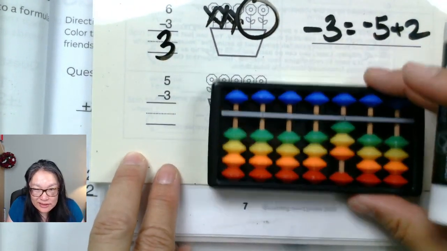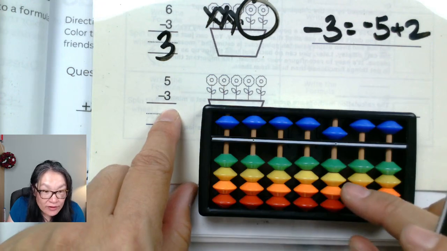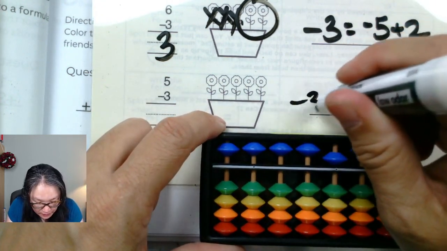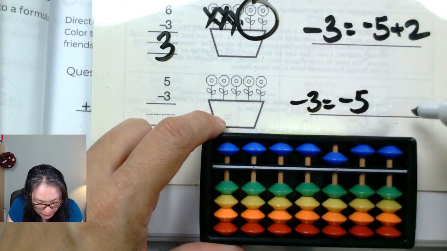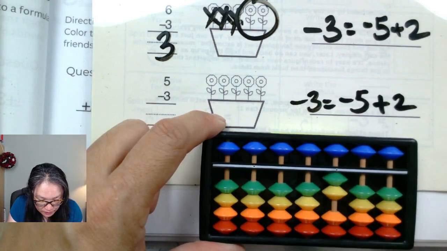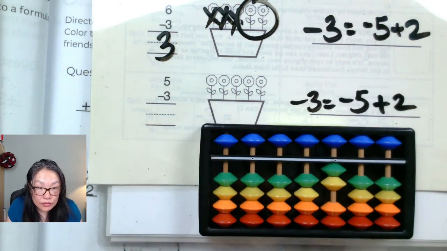We can do it again. This one's easy, right? Do we have 5? Take away 3. We don't have enough to take away the 3. What do we do? Minus the 3 is equal to minus the 5 plus the 2. So my final answer is 2.